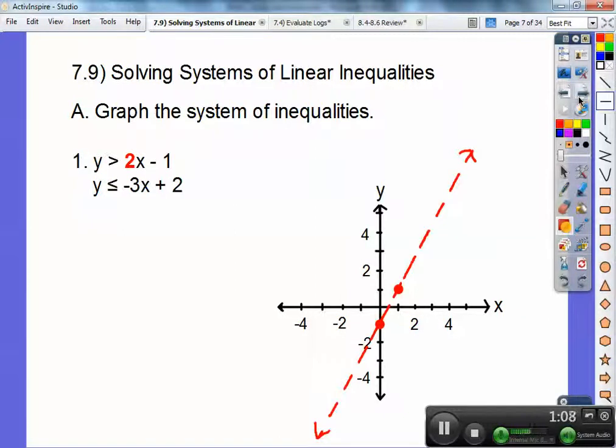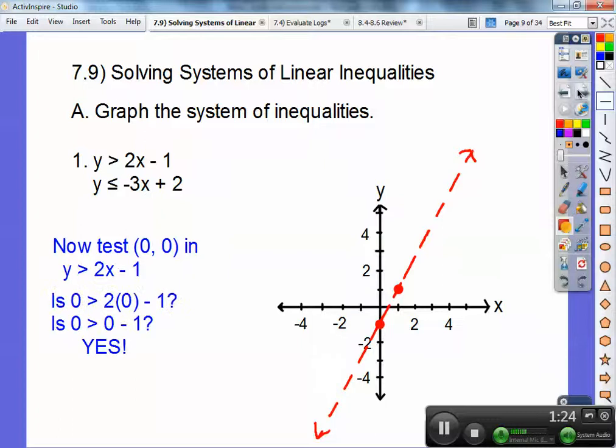Now I've got to shade. Since 0, 0 is on this side, I'm going to test 0, 0 in this inequality right here. I want to see when I plug in 0 here and 0 here, will it make this inequality greater than true, you guys? So let's plug in zeros. Is 0 greater than 0 minus 1? Well, 0 is greater than -1, so this is a yes, so I'm going to shade this side of this line.